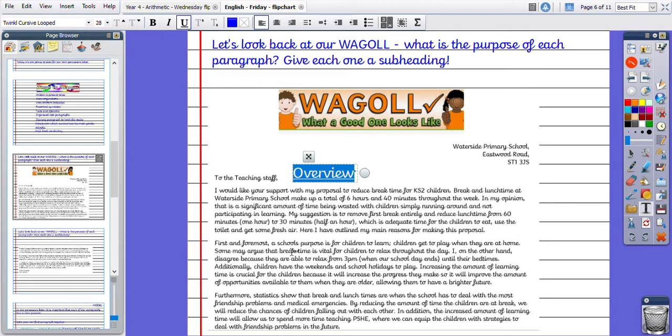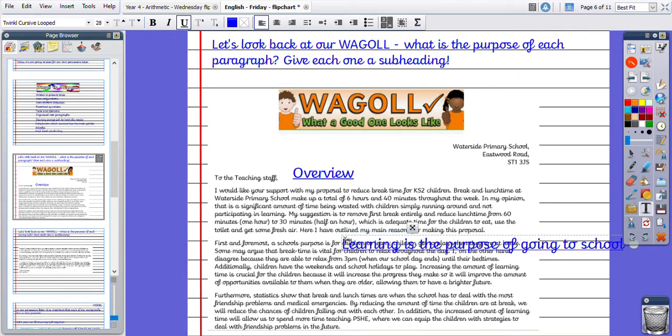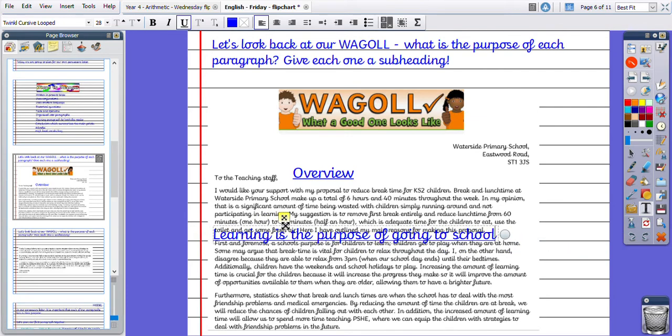And then if we go into the second paragraph, it talks about school's purpose is for children to learn. Okay, so learning is the purpose of going to school. So something about learning being the most important part of school. Okay, the next one talks about how lots of friendship problems and medical emergencies happen whilst outside playing. So we could use that as our subheading.